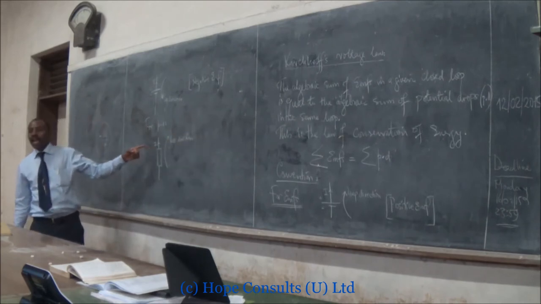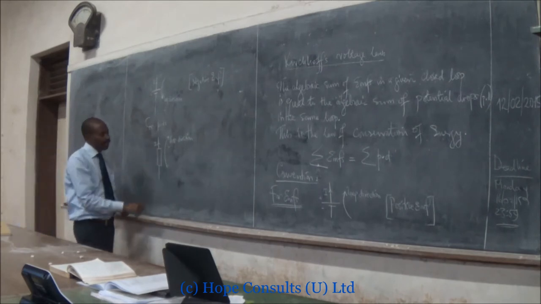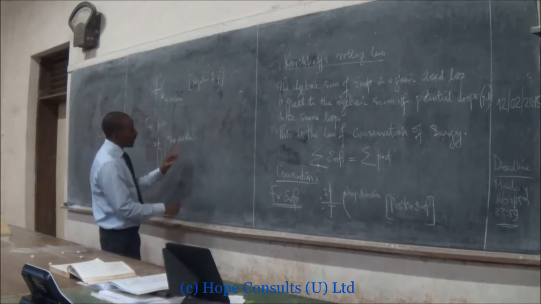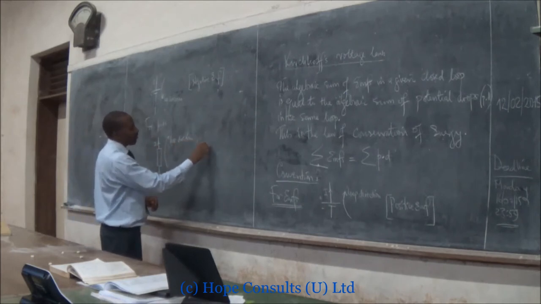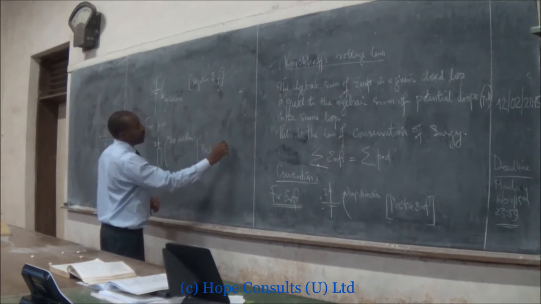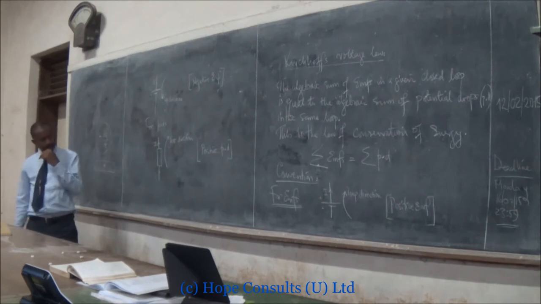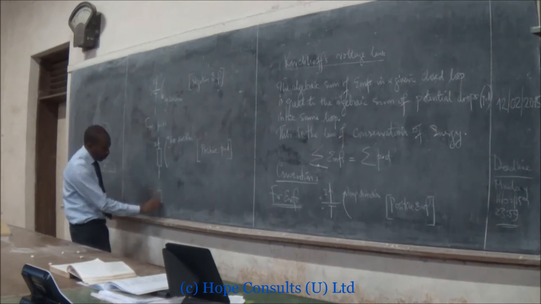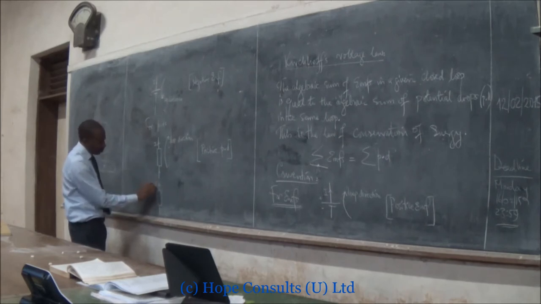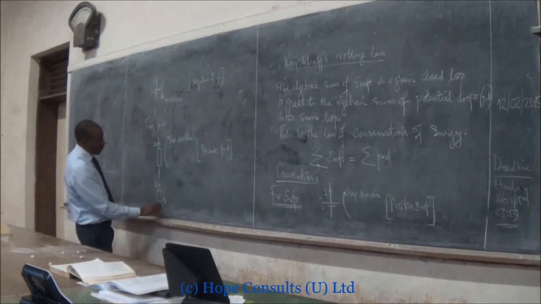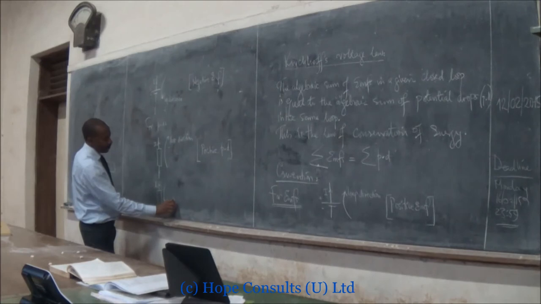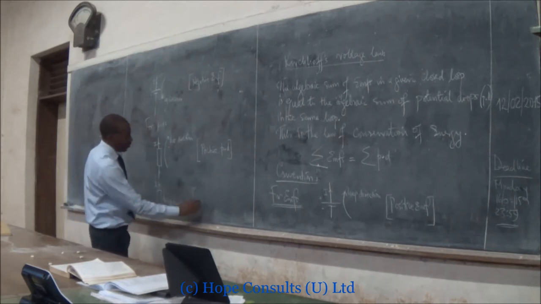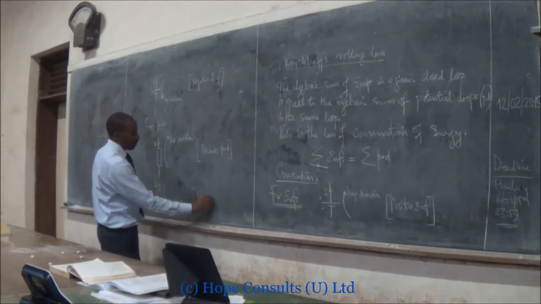Also moving in the direction of the current, by convention we say that the PD is positive. So you get a positive potential drop. And finally, if we get our potential drop in this resistor whereby the current is in this direction, but you chose the loop direction to be in that direction, opposite to that of the current, then you get your negative PD.